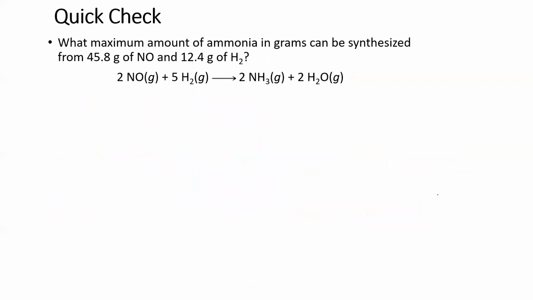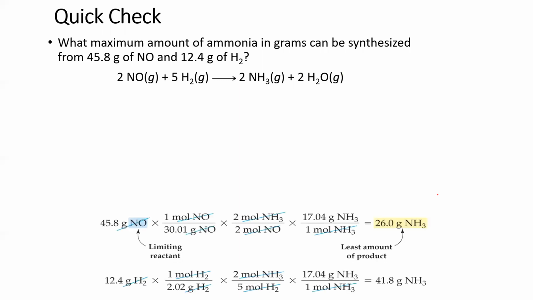So what maximum amount of ammonia in grams can be synthesized from 45.8 grams of nitrogen monoxide and 12.4 grams of hydrogen? So just set up the double stoich here and make sure you're aware of your mole ratios. So when I do this, I write out 45.8 grams of nitrogen monoxide and 12.4 grams of hydrogen. And I convert the grams to moles using molar mass. So there's 30 grams of nitrogen monoxide per 1 mole. The unit of grams cancel.